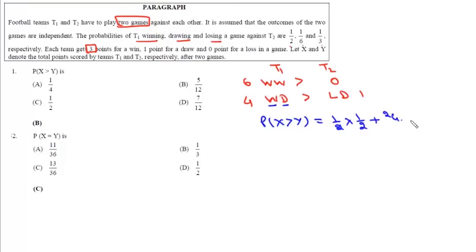So it will be 2C1, and probability of winning is 1/2, and probability of making a draw is 1/6. Now this 2 and 2 will cancel. Now we'll get this as 12. So this probability will be 5/12, and that's your option B.